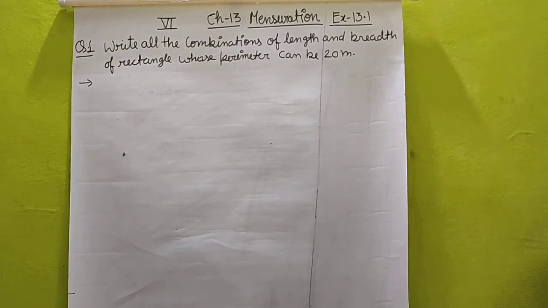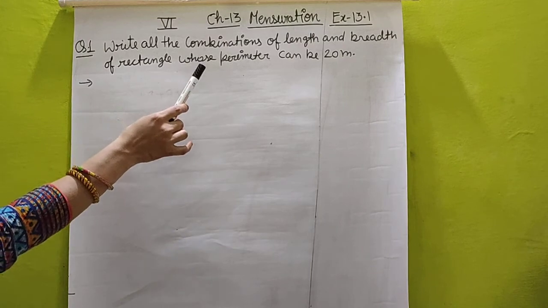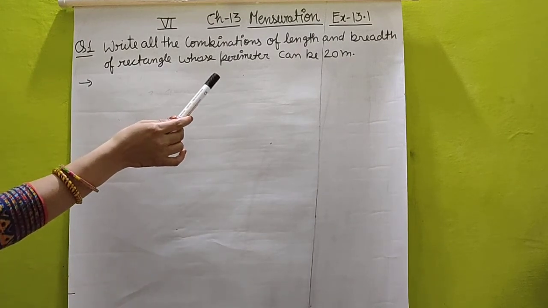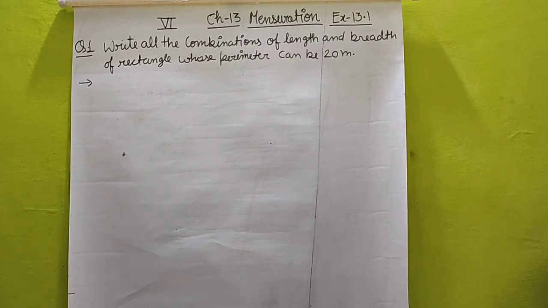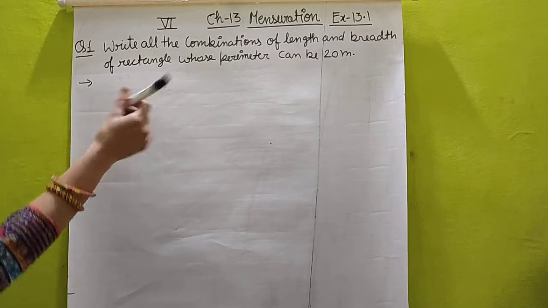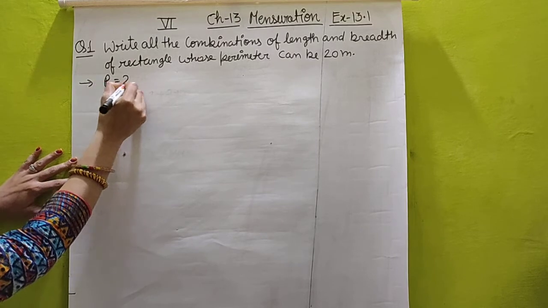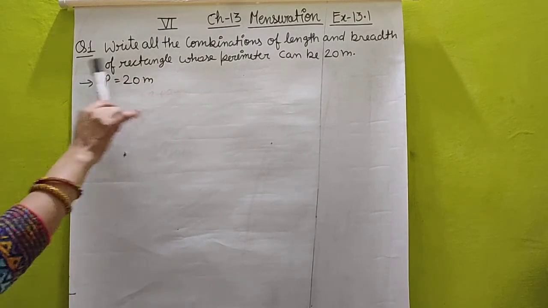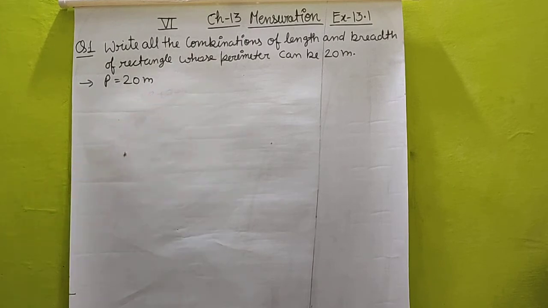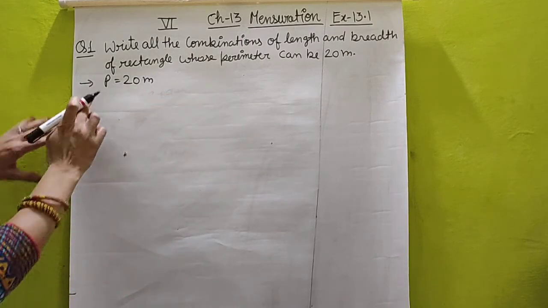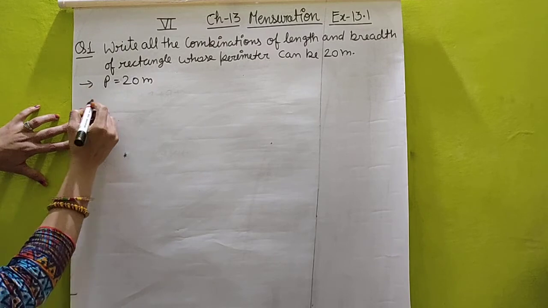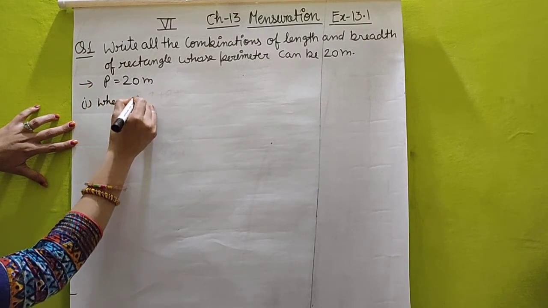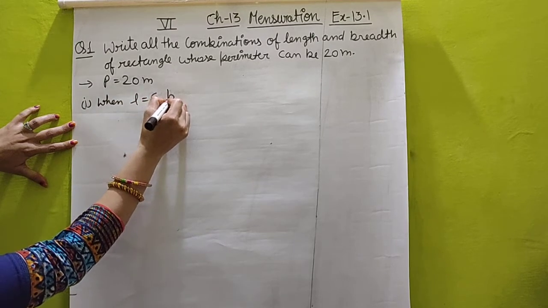Question number 1 is: write all the combinations of length and breadth of a rectangle whose perimeter can be 20 meter. So here, what is given? Perimeter is given, that is 20 meter, and we don't know the length and the breadth. They are saying we are to find combinations of length and breadth. Okay, then the perimeter should be 20. So suppose I am taking condition number 1, when length will be 5 and breadth also 5.